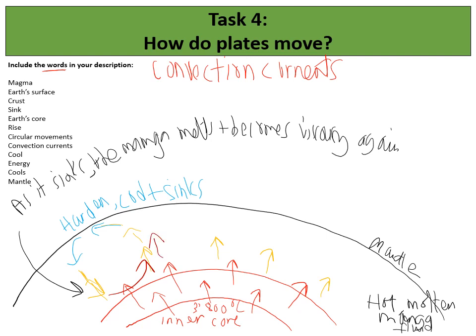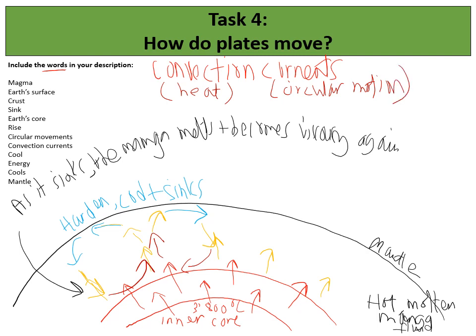So it rises. As it rises, it starts to cool. As it cools, it hardens and then sinks again, and then as it sinks, it gets warmer again, melts, and then it rises again. So this is what we call the convection currents. So convections, you think of heat, and currents, you think of circles. So convection means heat, and currents means they're moving in like a circular motion.